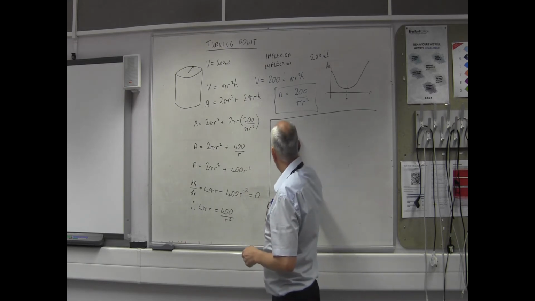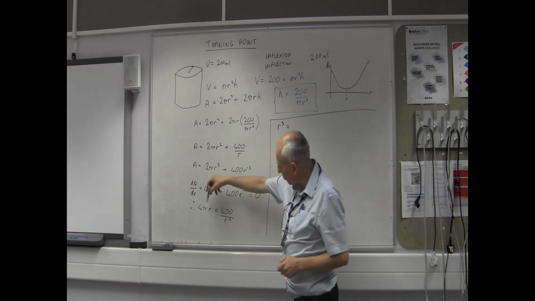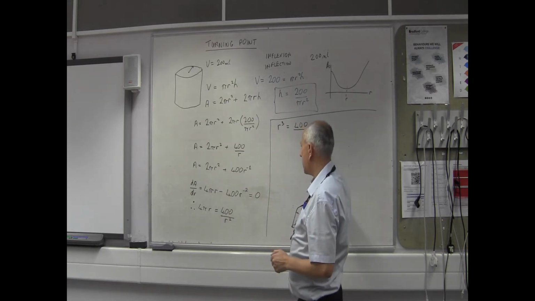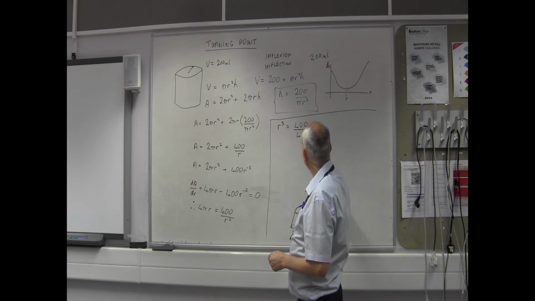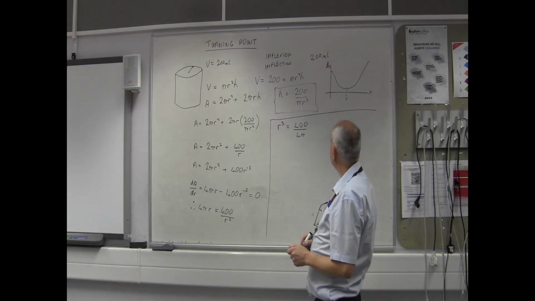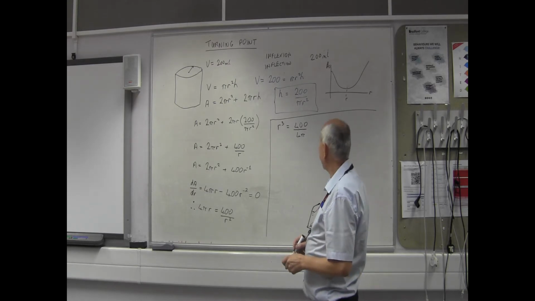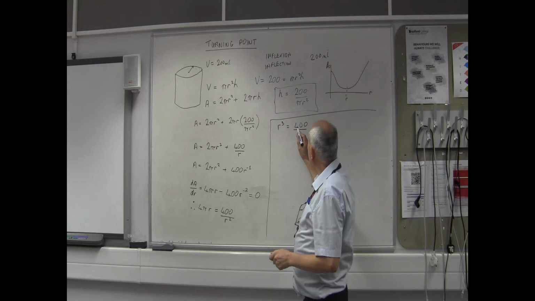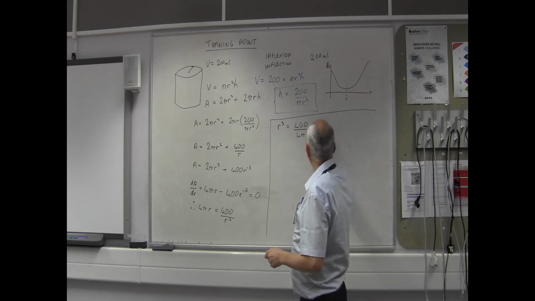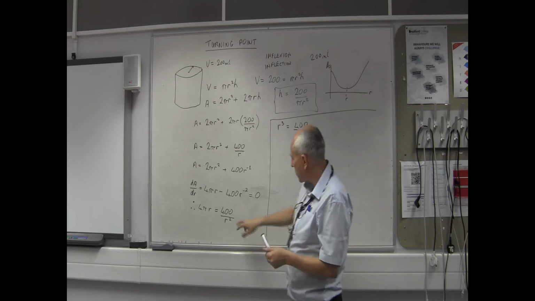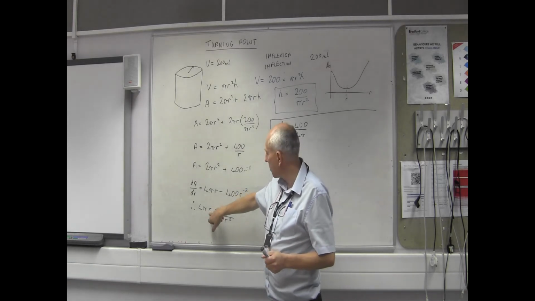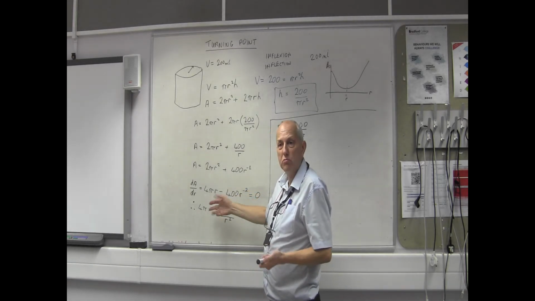I'm going to get r to the 3 will equal 400 divided by 4 pi. So obviously that 400 will cancel with that 4. So why did you do r cubed? Because this r squared will come multiply through to the top of there, so I'll end up with r cubed, r to the 1 times r squared ends up being r cubed.